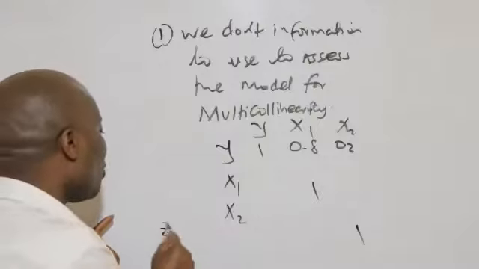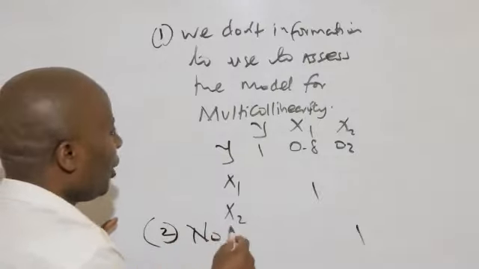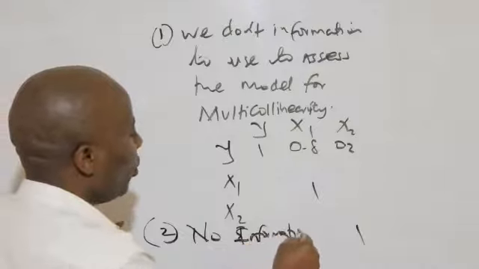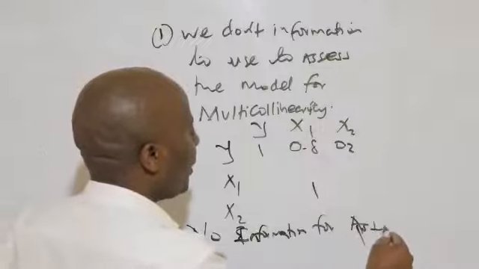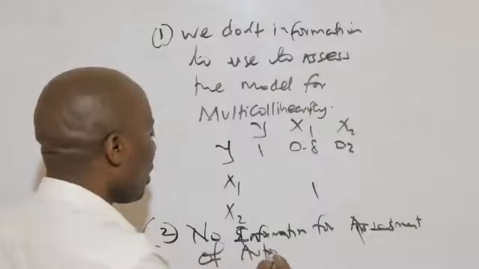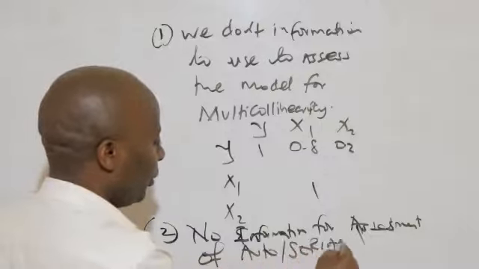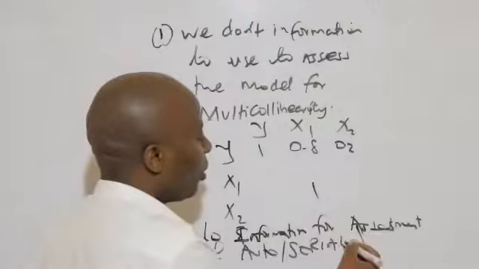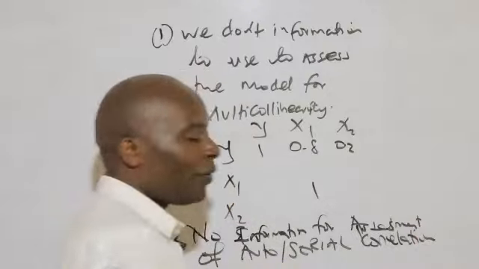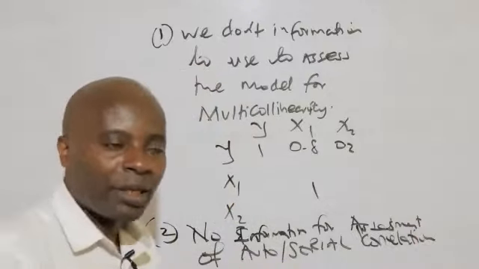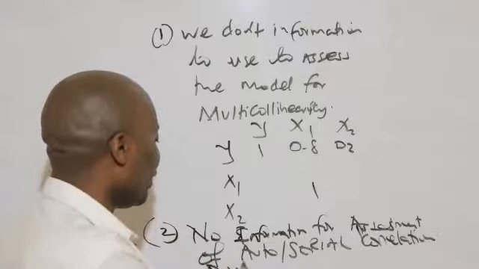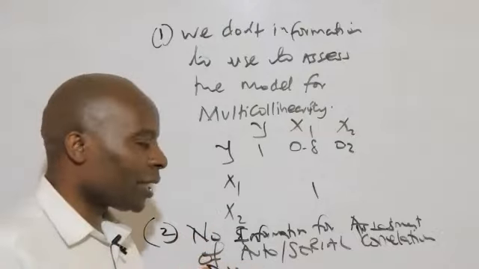Number two, also there's no information for assessment of serial correlation. They haven't given us what we call the Durbin-Watson. So there is no Durbin-Watson. It's called the DW. Durbin-Watson statistic has not been given.